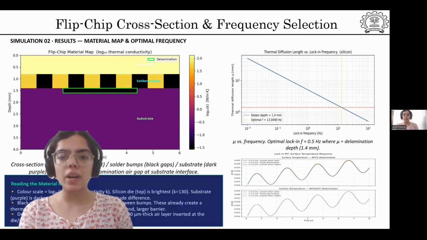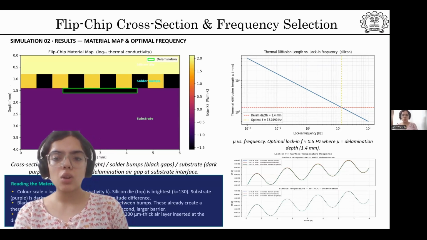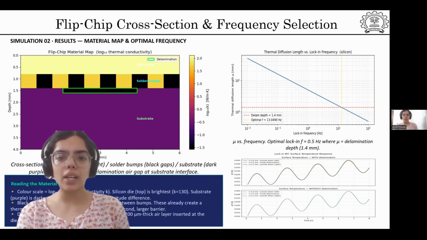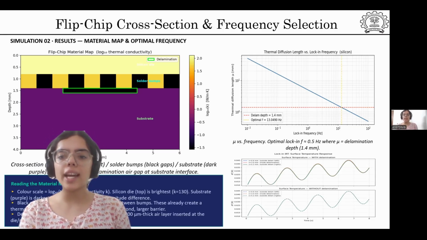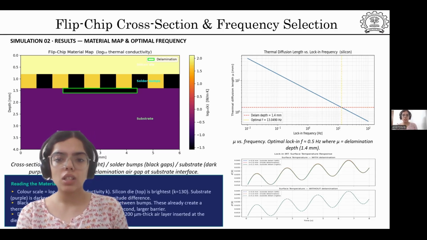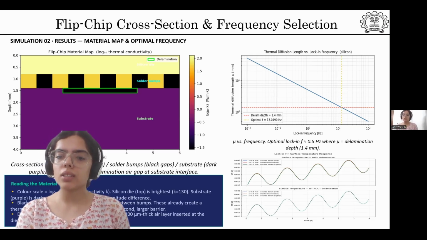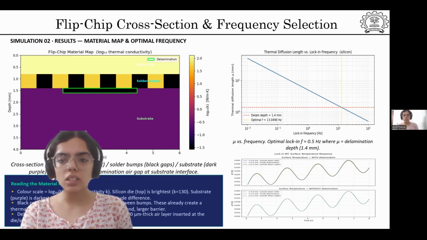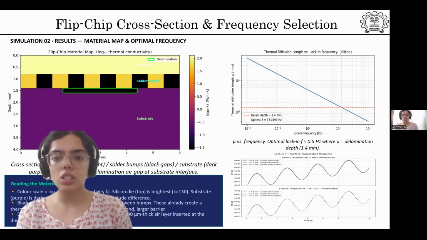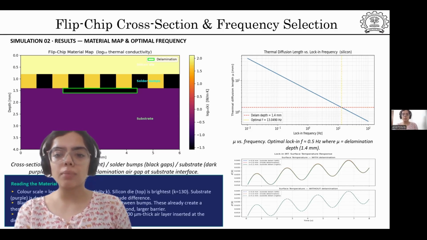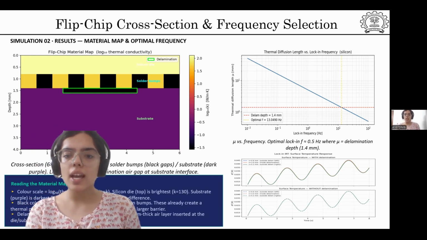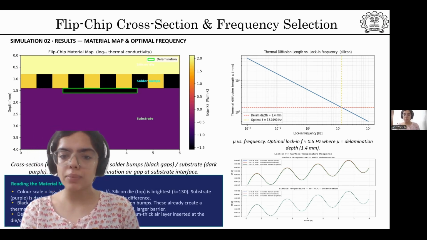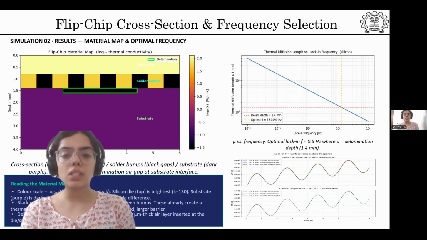That is 4 orders of magnitude difference, which means the thermal pathway through the package is dominated by interfaces, not the bulk material. The black columns in the solder bump layer are the air gaps between bumps. These already create a thermal barrier. The lime green rectangle, that is our delamination. It is a 200 micrometer thick air layer inserted at the die substrate interface at around 1.5 millimeters depth. That's what the IRT simulation must detect.